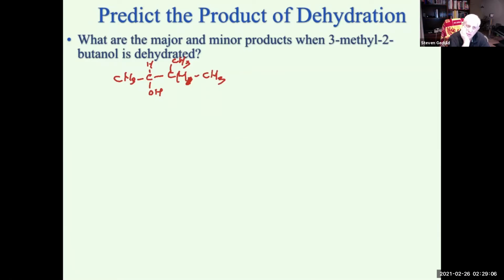So 3-methyl 2-butanol is dehydrated. It means you're going to lose water, in the presence of an acid, and then heat. So we're going to lose the OH group, and then we're going to lose a hydrogen. It has to come from this carbon or this carbon. It can't come from the methyl group. It can't come from down behind that. It has to come from an adjacent carbon atom.